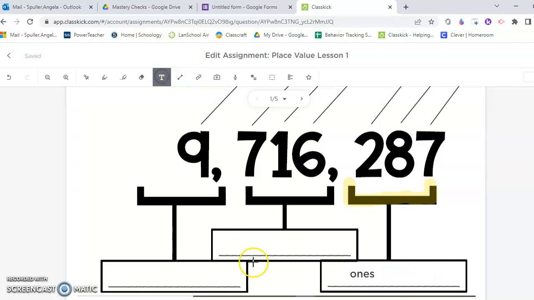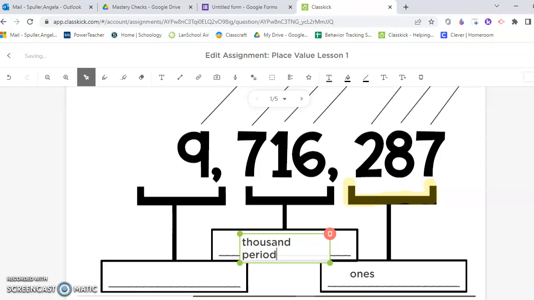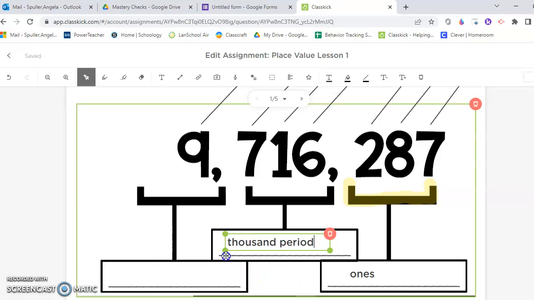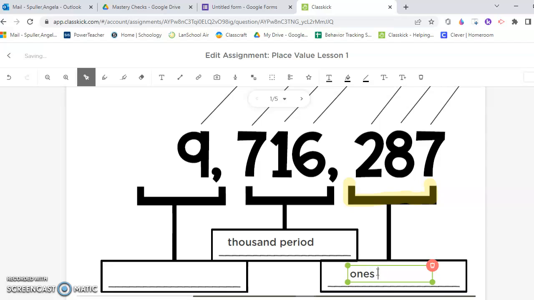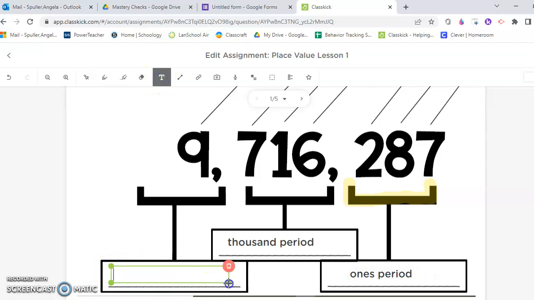Then we have here in the middle, right after the ones, as we get bigger, the 1,000 period. I'm going to put it behind there so you can see what we call it. And then here, as we move past the second comma, we get into the million period. So it's very important that you understand this.